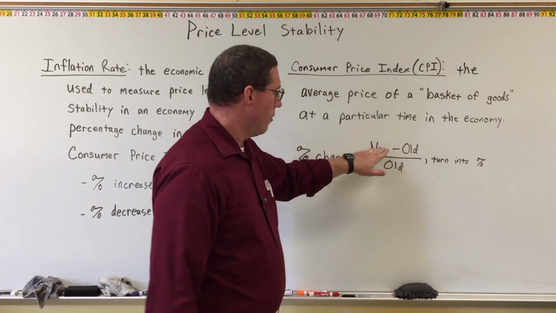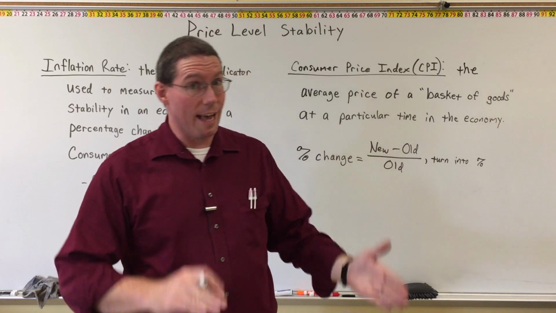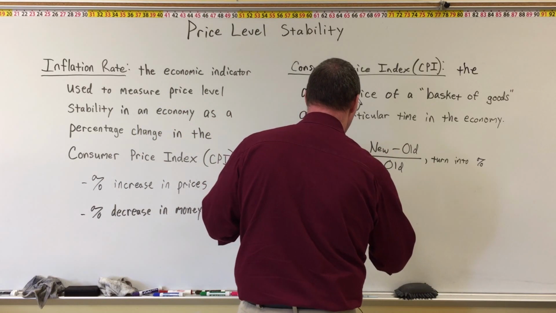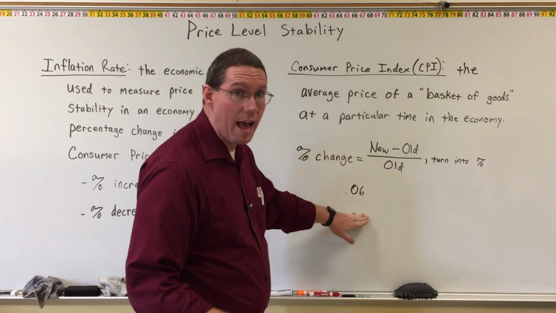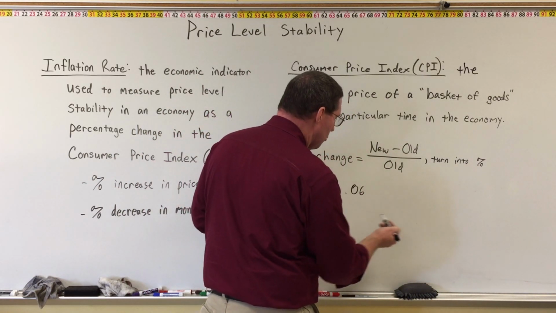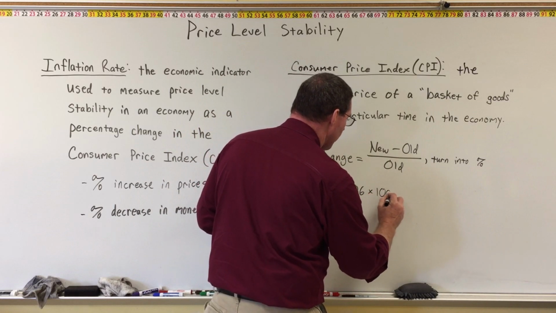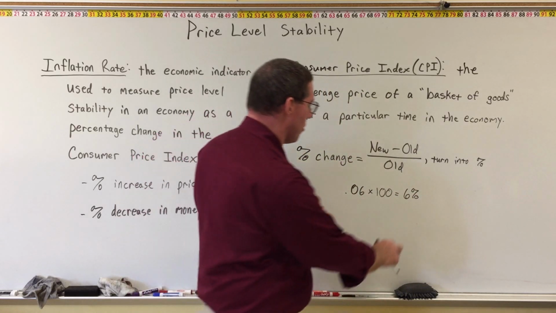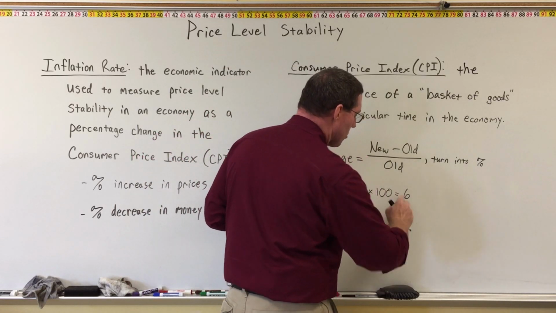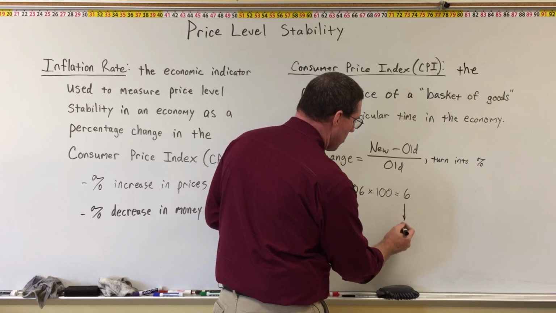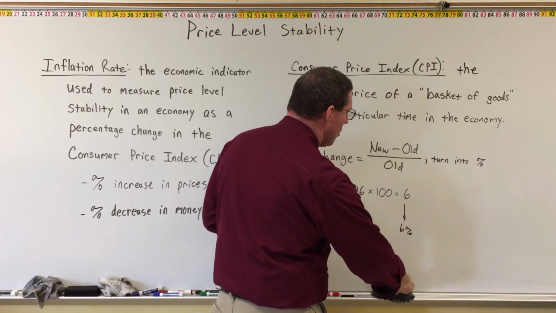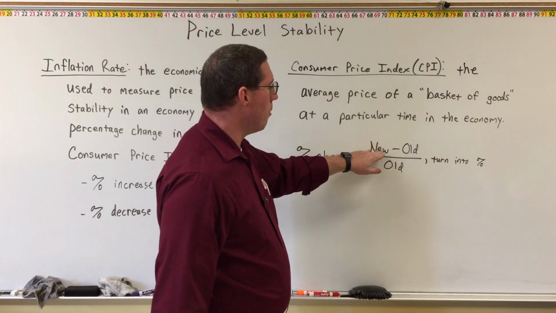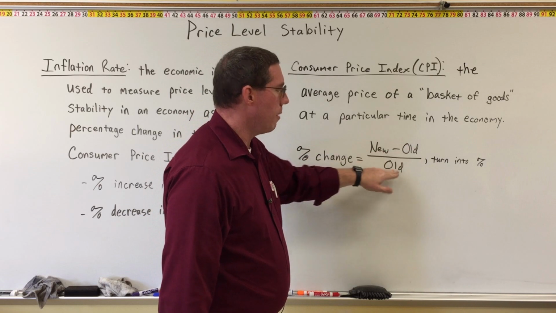Because what's going to happen is this new minus old divided by old, that's going to be a decimal, not a percentage. So if it comes out to be 0.06, it's not 0.06%. You have to turn 0.06 into a percentage by multiplying by 100, which would then give you 6, and then you can say 6%. Times 100 gives you 6, and then that 6 becomes 6%. Okay? So anytime you want to do any kind of change in percentage, you're going to do the new number minus the old number divided by the old number.